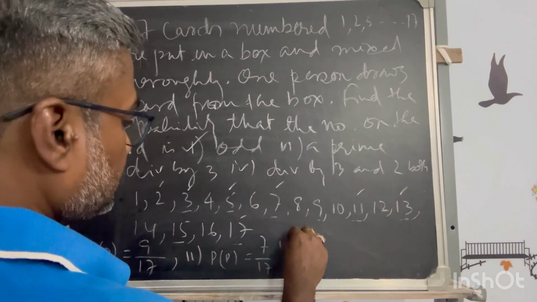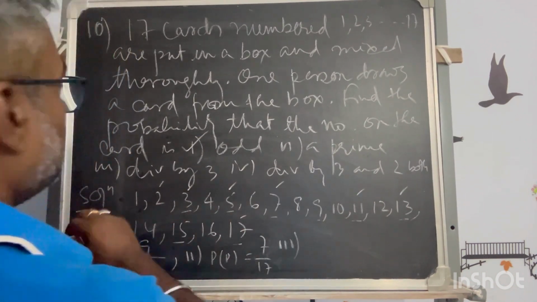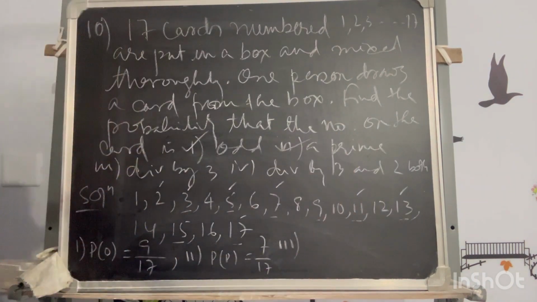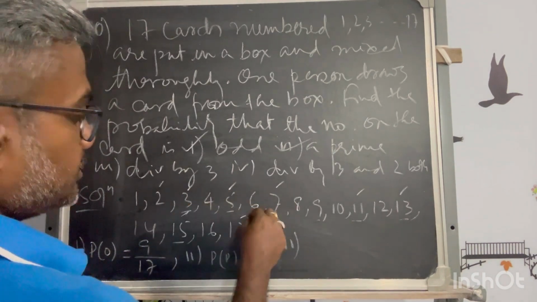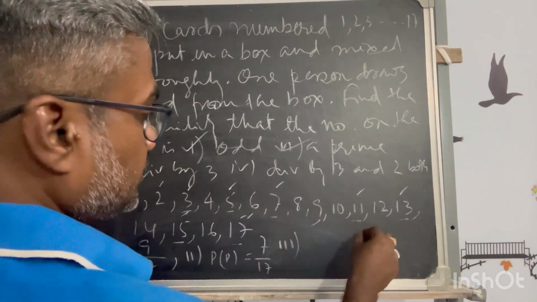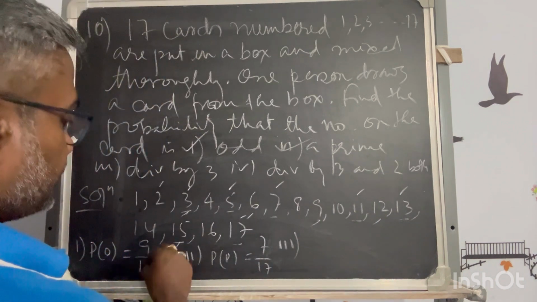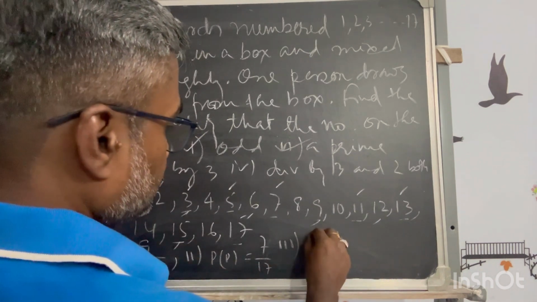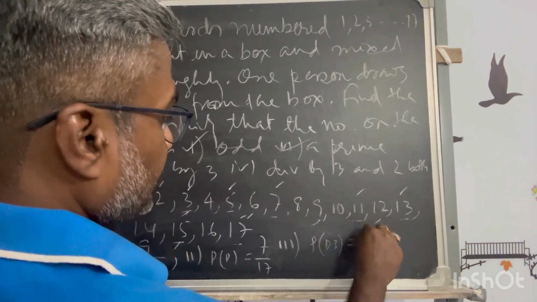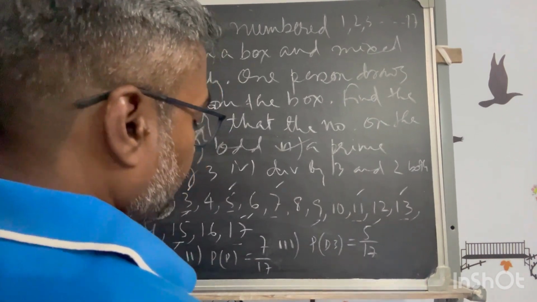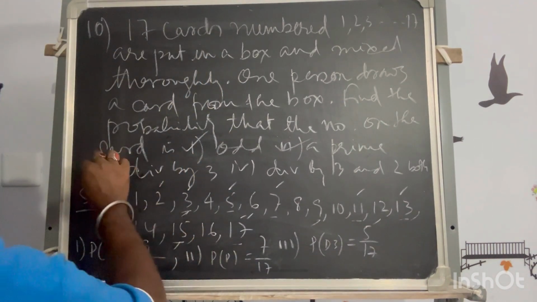Okay. Now the third requirement is what? So 2 we did. Divisible by 3 only. So for divisible by 3, you can count 3 itself and its multiples: 3, 6, and so on, 1, 2, 3, 4, 5, only 5. So divisible by 3 is 5 out of 17. Okay, so this is the case.